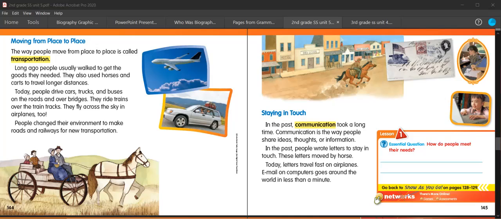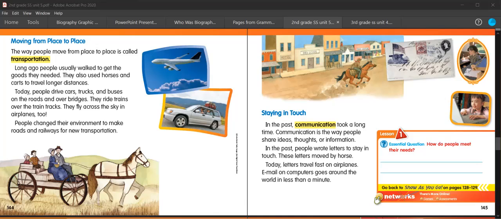And last, we're going to read about the section with the heading, Staying in Touch. In the past, communication took a long time. Communication is the way people share ideas, thoughts, or information. In the past, people wrote letters to stay in touch. These letters moved by horse. Today, letters travel fast on airplanes. Email on computers goes around the world in less than a minute.